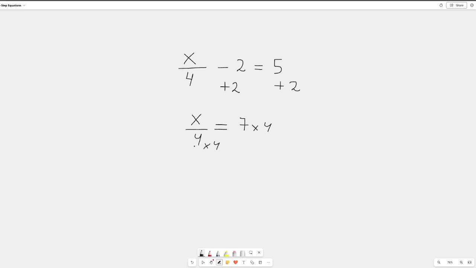So this 4 is gone now because we multiplied it by 4. So we can just write x by itself. X equals, and what's 7 times 4? 28. 28 is our final answer.